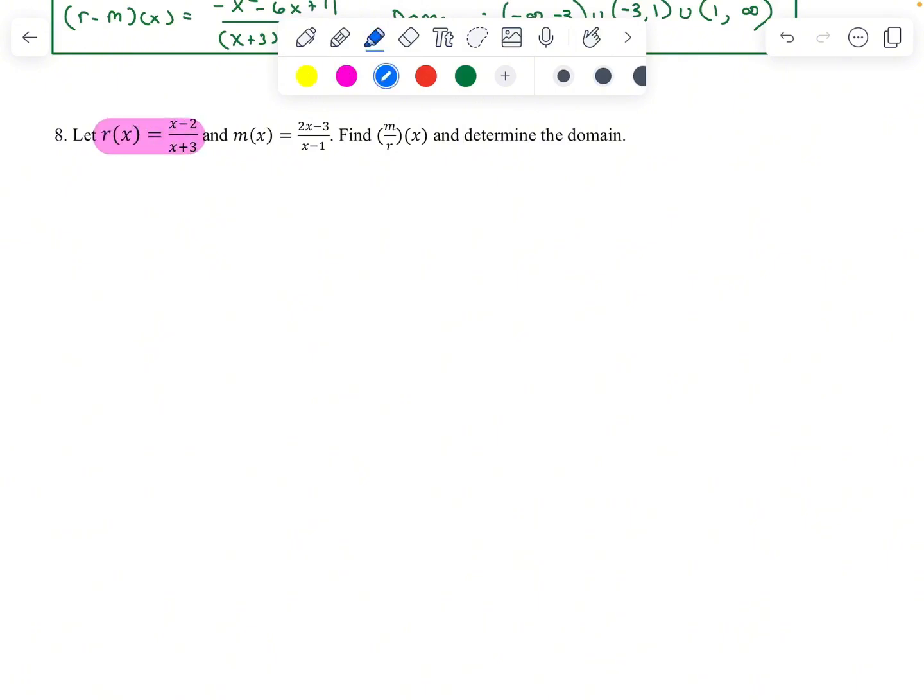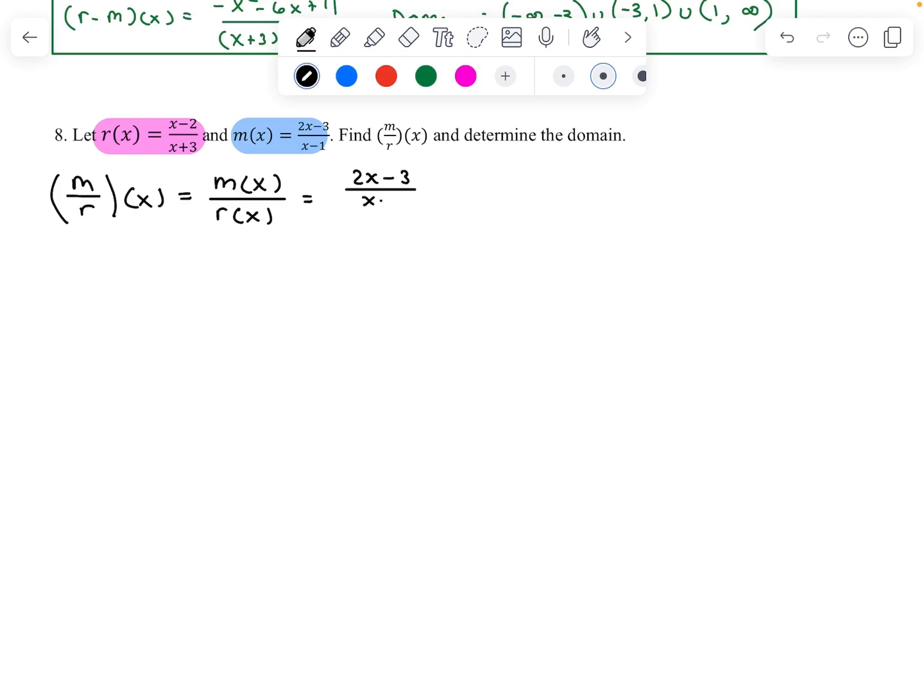So we have r of x and m of x. And this time I would like to find m divided by r of x and determine the domain. So m divided by r of x is equal to m of x divided by r of x. So this is equal to 2x minus 3 divided by x minus 1, all divided by x minus 2 divided by x plus 3.